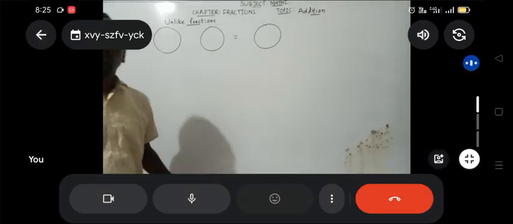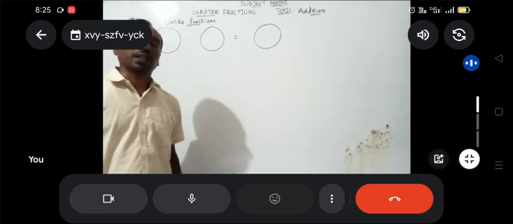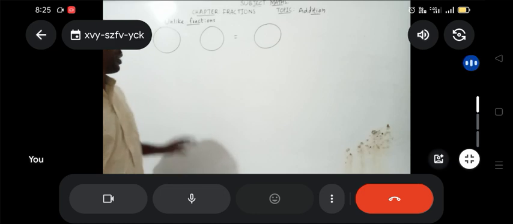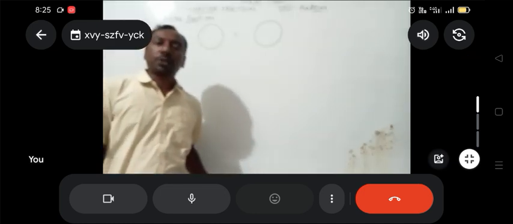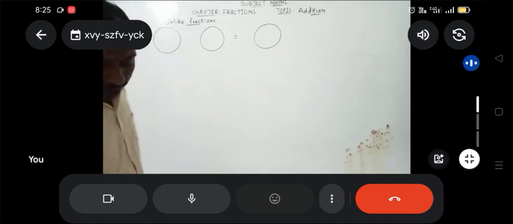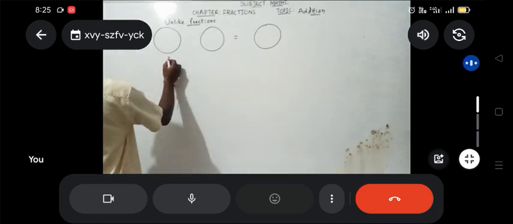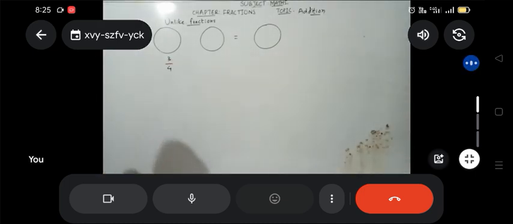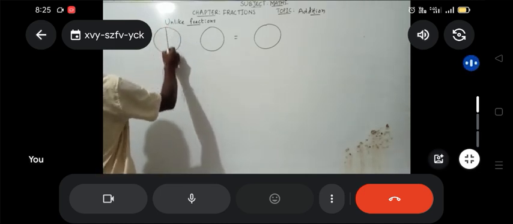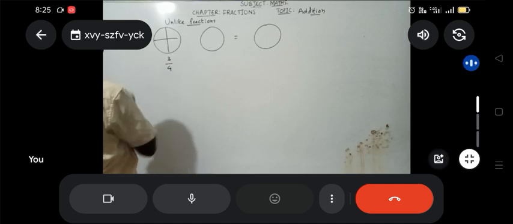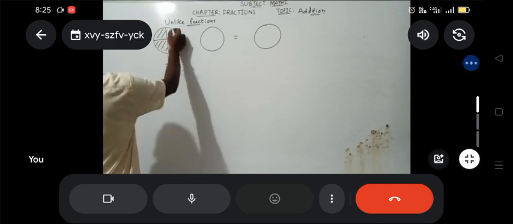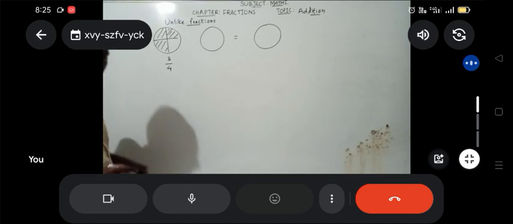Till now, we have studied the addition of like fractions. Now, let us try to add two unlike fractions. Let me take the first fraction, 3 by 4. The meaning of this fraction is this circle is divided into 4 parts, denominator 4. Among that, I have taken 3 parts.